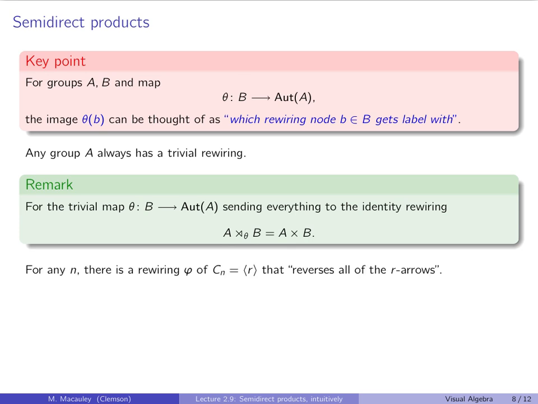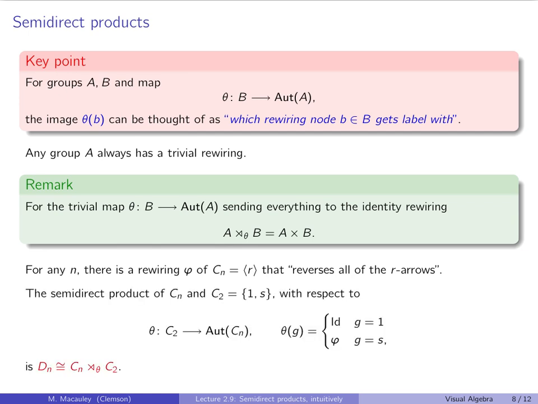Until we revisit this topic in Chapter 4, we will pretty much only see semidirect products involving cyclic groups. And that's because there's a very nice way to characterize the rewirings of a Cayley graph of a cyclic group. And before we do that, let me just mention that for any n, well, I should say n at least 3, there is a rewiring of the cyclic group that just reverses all of the R arrows.